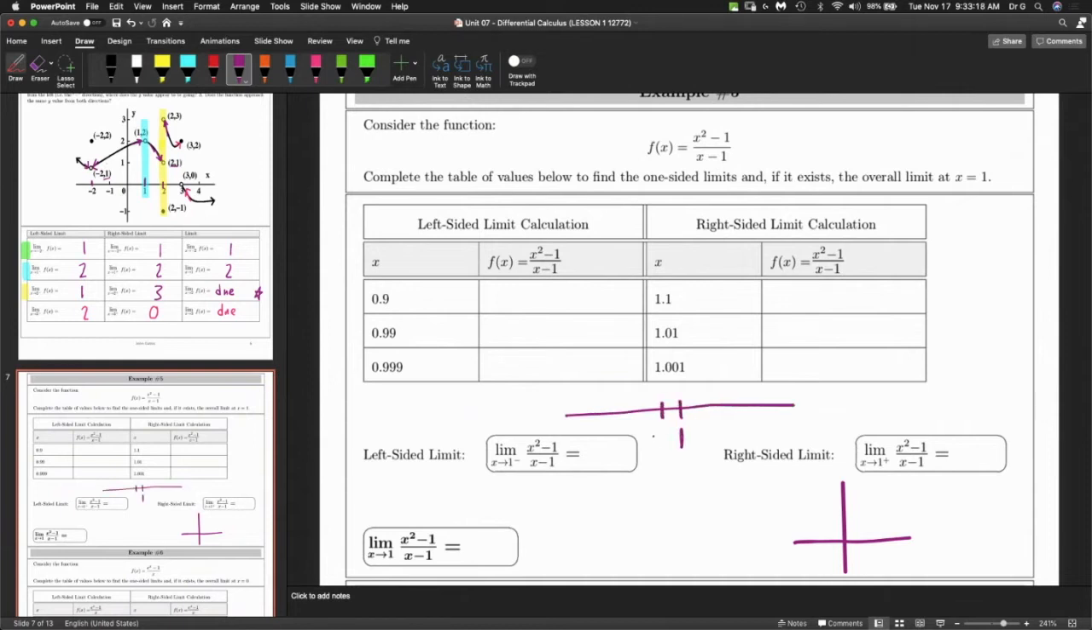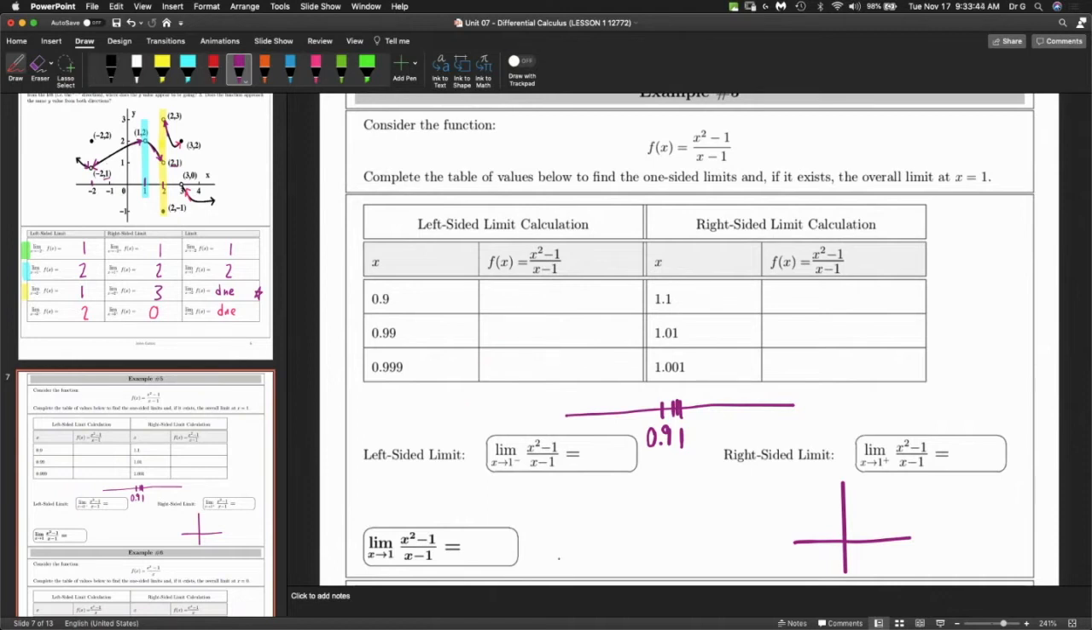Here's left of 1. How about 0.9? That's pretty close, and that's what you have here. But you know what's closer than 0.9? 0.99. And you know what's even closer than that? 0.999. So what you're doing here is simulating traveling along the graph without actually traveling on the graph, instead just using a table of values.